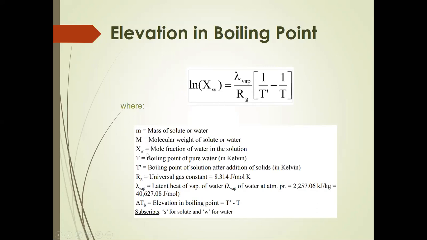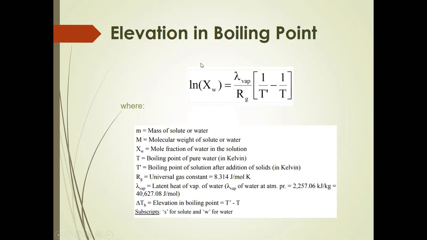So Xw is the mole fraction of water in the solution. If you are given percentage by mass, all you have to do is convert that to mole percent or mole fraction and plug it in the formula. The lambda V is the latent heat of vaporization of water at atmospheric pressure, which is 40,627.08. What I'm trying to say is it's already a fixed value that you're going to place here together with that of the universal gas constant, which is 8.314.